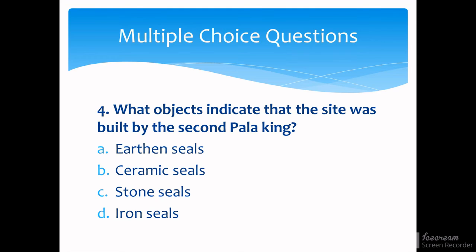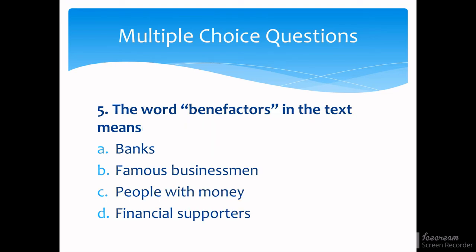The next question: what objects indicate that the site was built by the second Pal king? Earthen seals, ceramic seals, stone seals or iron seals? Number 5: the word benefactors in the text means banks, famous businessmen, people with money or financial supporters. So we have these 5 multiple choice questions, and we will have to find the answers from that story.